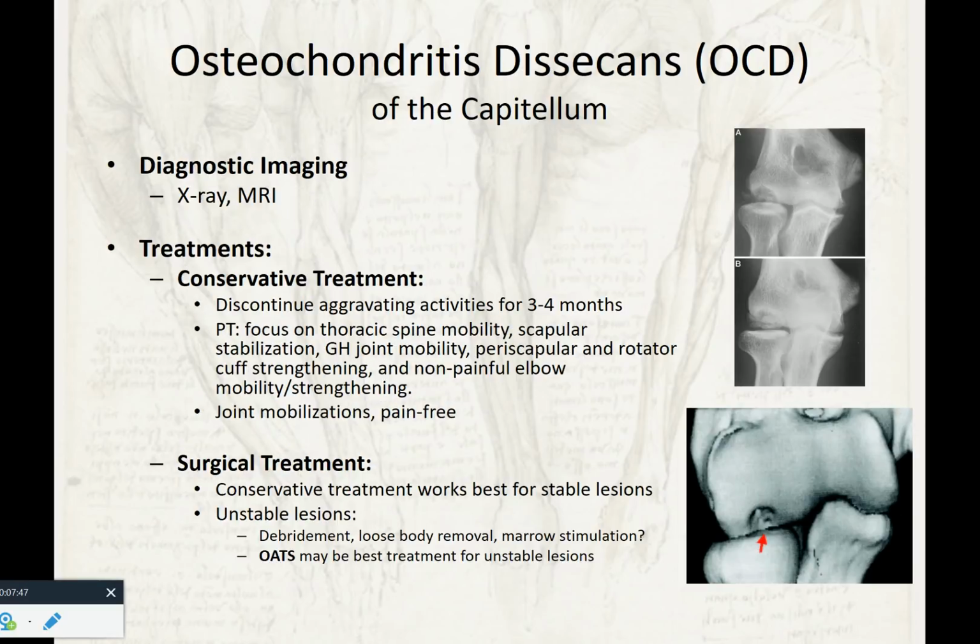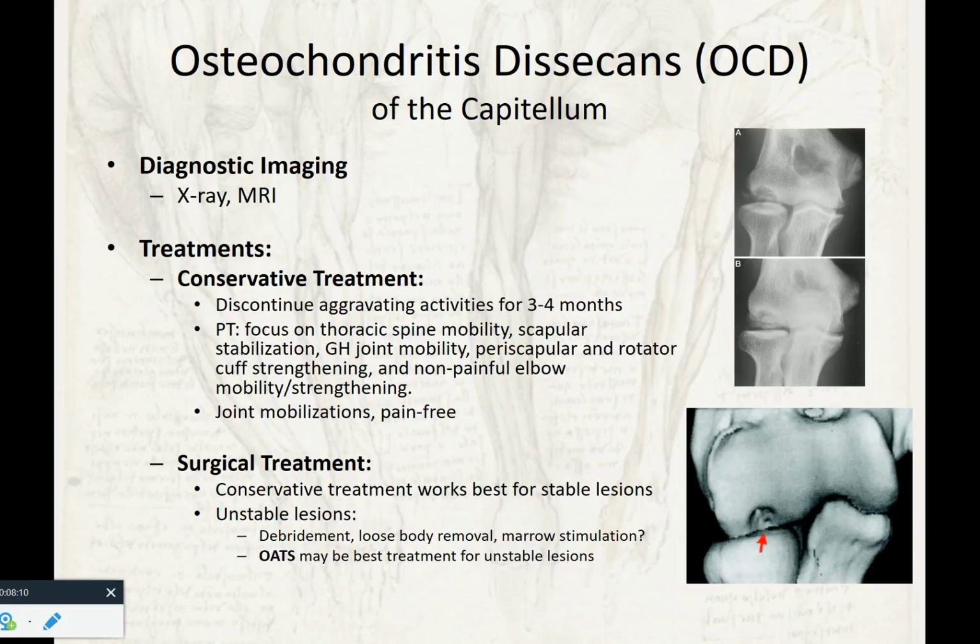So how do they diagnose this? Well, they usually do it through X-ray or MRI. If we notice the radiographs on the right, and the bottom is a CT scan, I believe. If you look at the pictures on the right, you'll notice that the capitulum seems to have a divot taken out of it, and that's just a loss of cartilage in that area. And that's what OCD is.